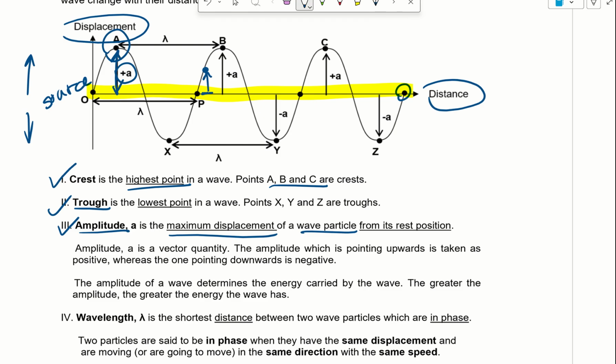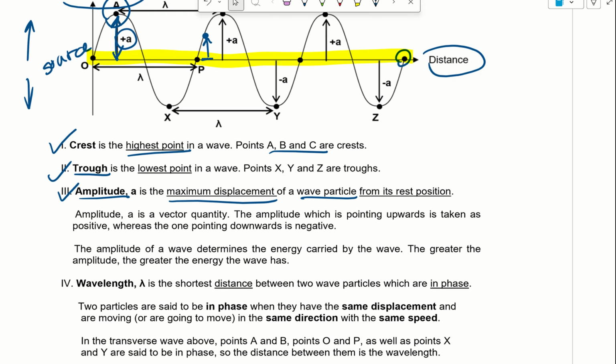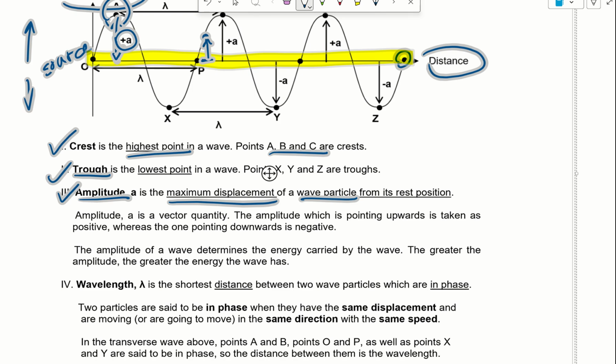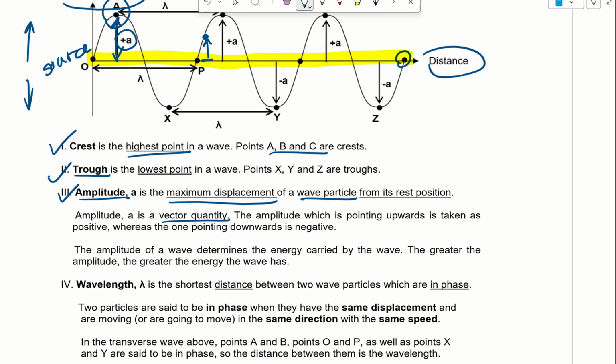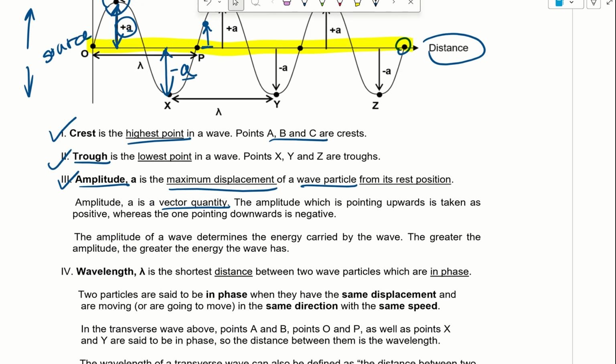Okay, so we cover amplitude. You have learned that amplitude is a vector quantity. Vector quantity means there's direction. Okay, so the amplitude which is pointing upwards is taken as positive, whereas the one pointing downwards is negative. Therefore, this is also amplitude, but it's negative A. Okay, but the value should be the same if it is a very balanced and nice transverse wave.